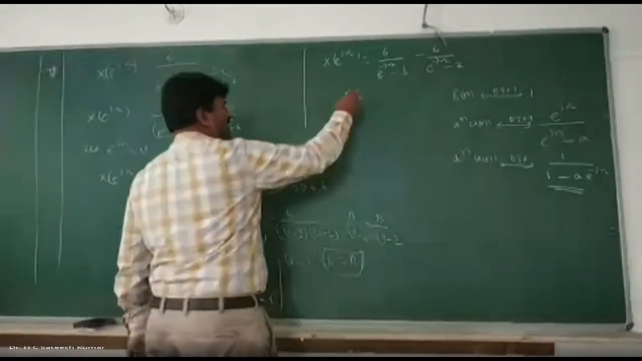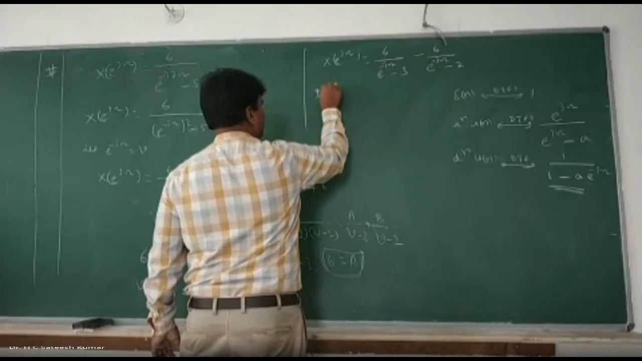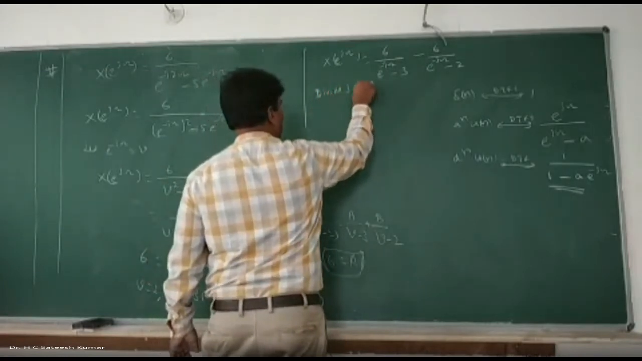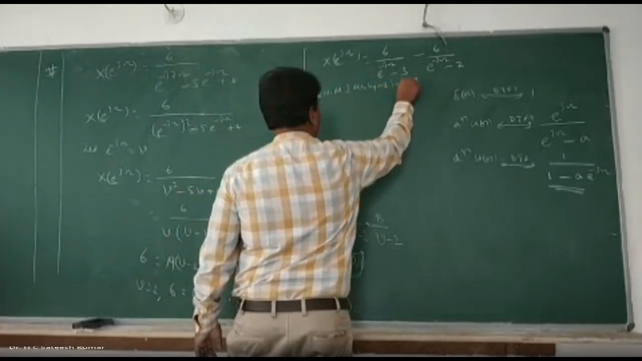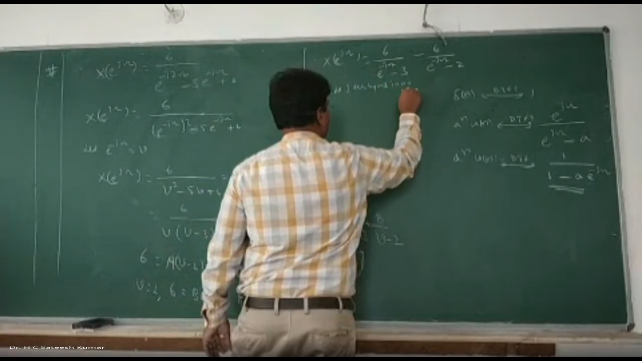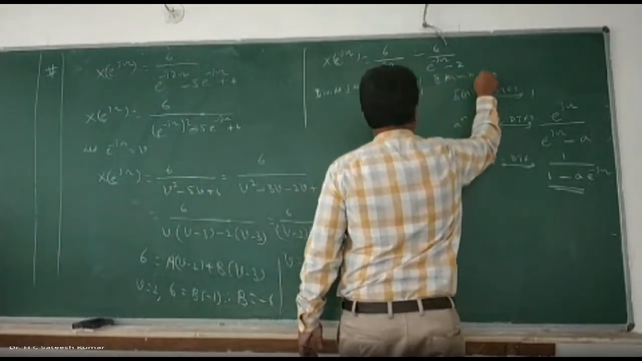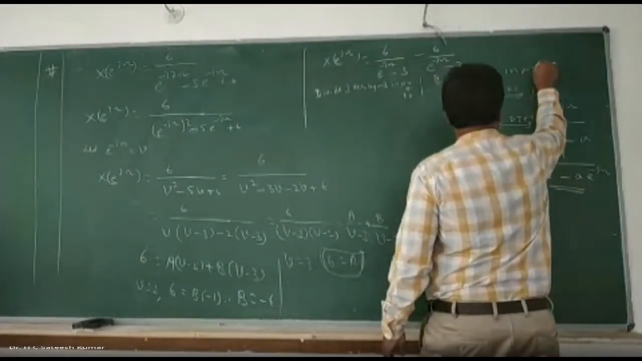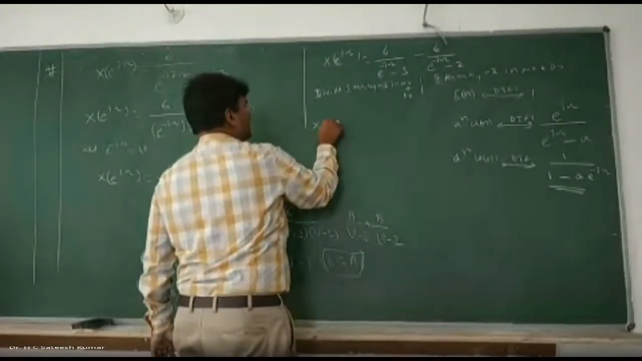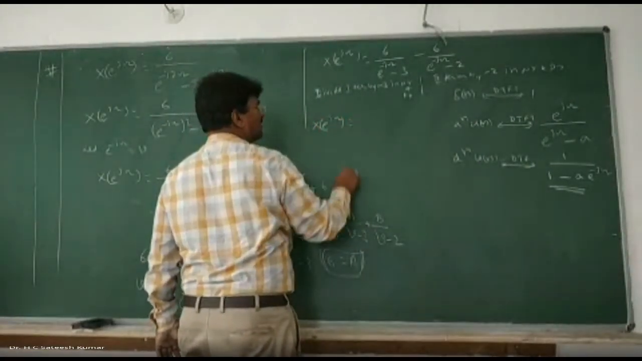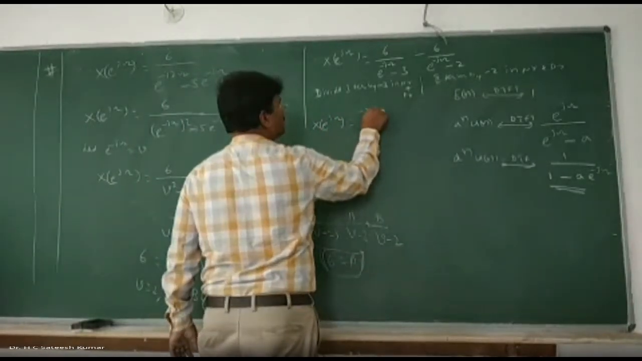Divide numerator and denominator, first term by minus 3 in numerator and denominator. Similarly, second term by minus 2 in numerator and denominator. Okay, right. So therefore, what do we get? X of e to the power of j omega is equal to, if you divide by minus 3, what will you get? Minus 2 you will get it.